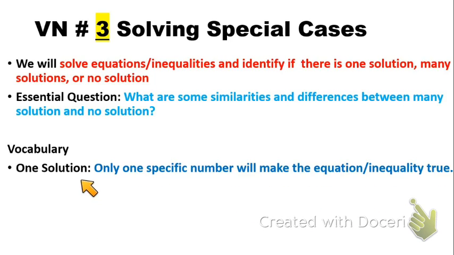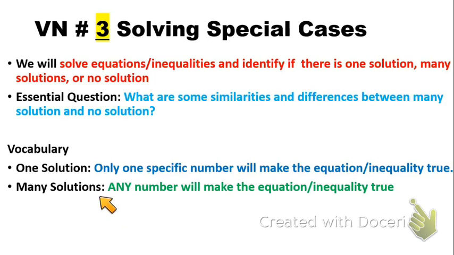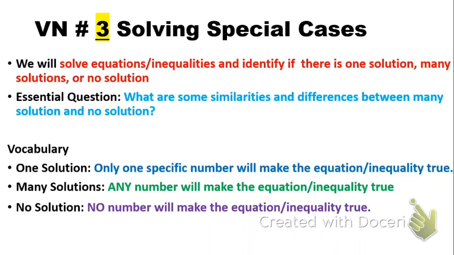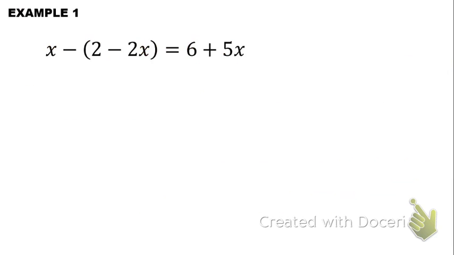One solution is when only one specific number will make the equation or inequality true. Many solutions, any number will make the equation or inequality true. Again, this is any number. No solution is obviously no number will make the equation or inequality true. Feel free to pause. Remember, you control the pace.